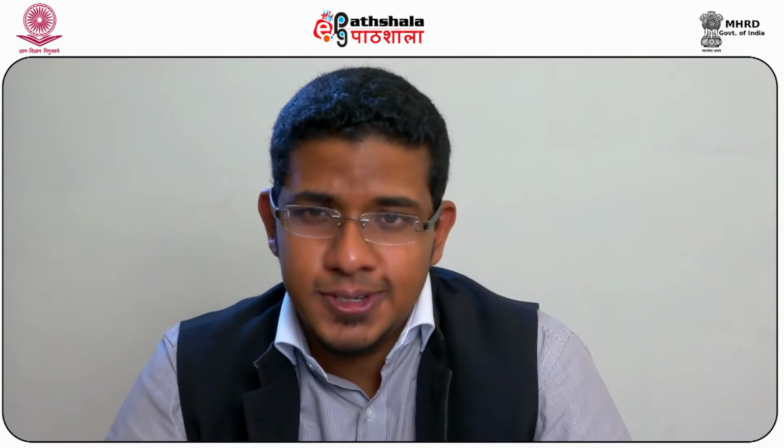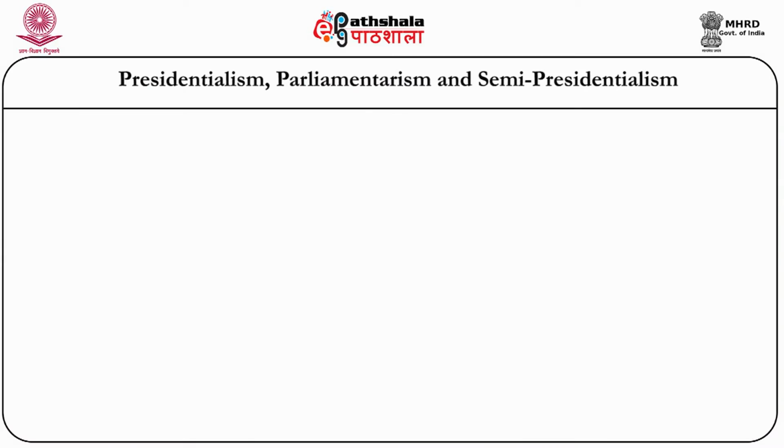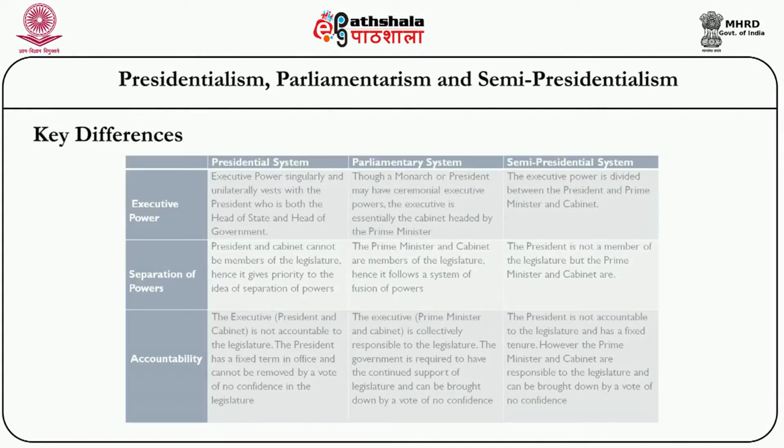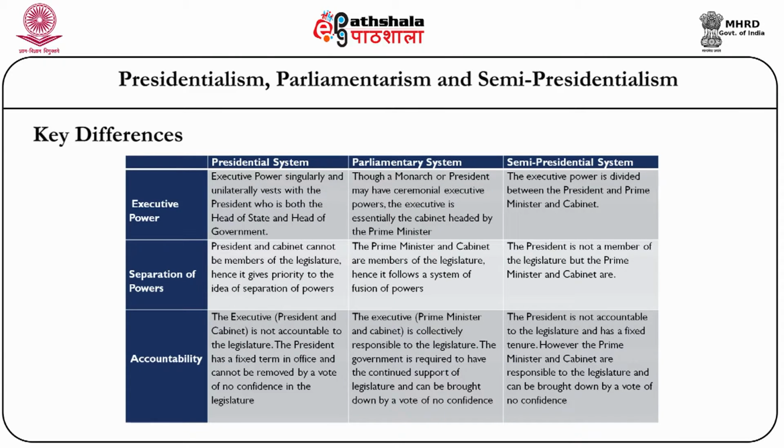So now we've dealt with all the systems. Let's look at the key differences between these systems. The key differences are in the executive power. In the presidential system, the executive power is singularly with the president, and the head of state is the head of government. In a parliamentary system, the monarch might have some ceremonial executive power, but the actual power is held by the prime minister who heads the cabinet. In the semi-presidential system, the power is divided between the president and the cabinet, which is headed by the prime minister. So that's the difference in the executive power.